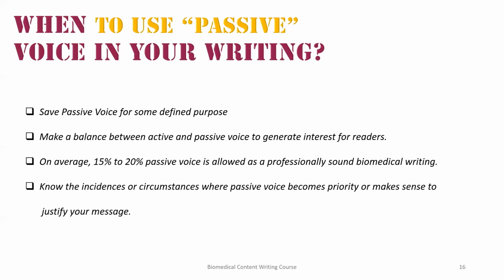People should know who is doing what and to whom. And 15 to 20% is passive, and that too with a reason. It's not like you can put passive voice anywhere. There must be a defined reason why you are using that passive voice, which will be clear to you in the coming slides. Now, know the incidences or the circumstances where passive voice becomes a priority or makes sense to justify your message. You should know what the incidences and circumstances are where passive voice is important for your reader. And if you can justify that message, then you will automatically identify where to use the passive voice.